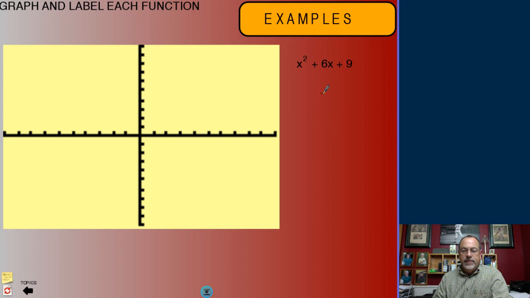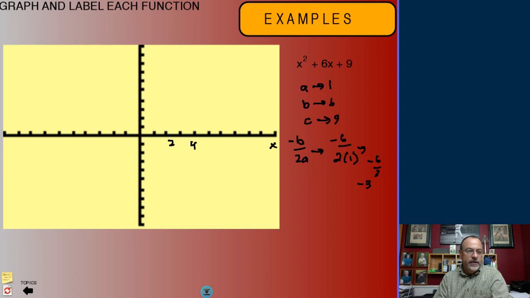All right, our next example here, again, it's already in standard form, so I'm going to go ahead and determine my A value, my B value, and my C value. And then I'm going to determine where the axis of symmetry is, by doing the opposite of B over 2A. So that's the opposite of B over 2 times A. So it's going to be negative 6 over 2, which is negative 3. So I know my scale can be that. So I'm going to put my axis of symmetry at negative 3.